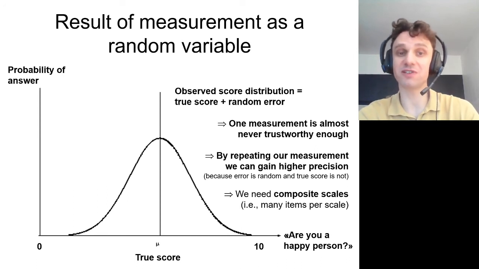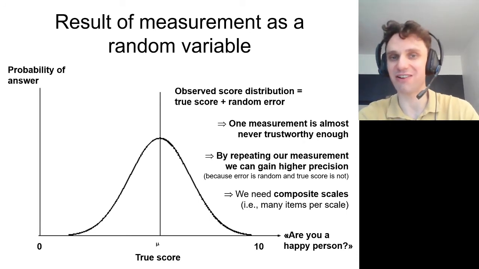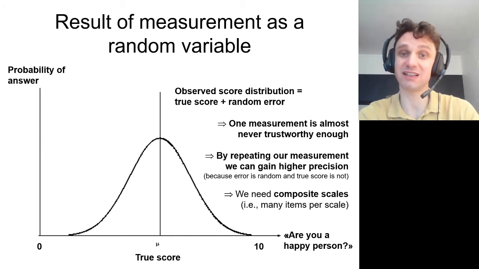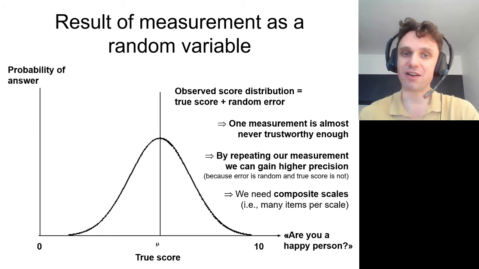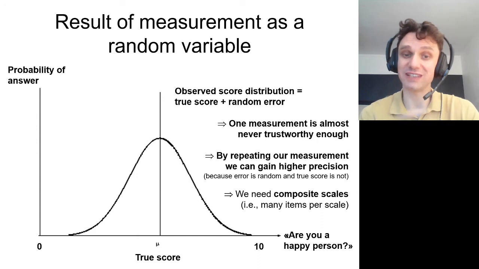So our observed score is basically a combination of our true score and some kind of random error, some kind of differences from moment to moment that bias our measurement. As a result, our measurement is almost never trustworthy enough, almost never precise enough. But if you repeat this measurement many times and you average the results, the true score will remain the same, but random error will be different at every trial. And if you average, it will cancel itself out. As a result, your measurement will be fairly precise. So that's the logic of composite scales when we ask many questions to obtain a more precise measurement.